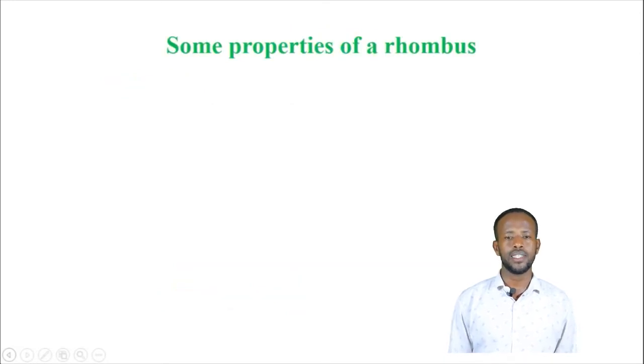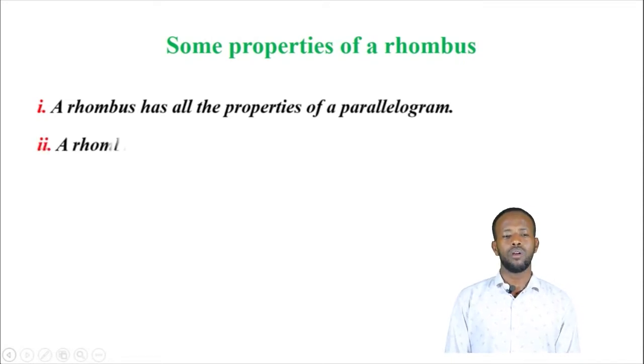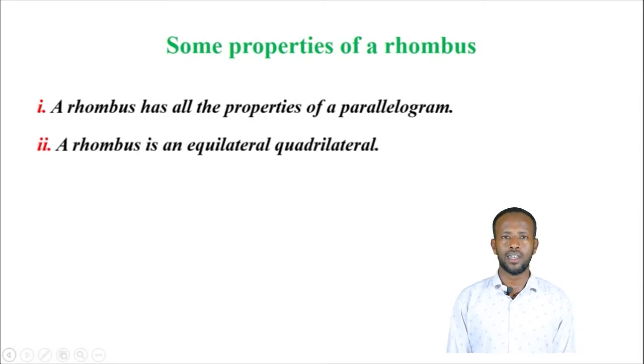Now let us see the properties of a rhombus. These are very important. The most important part that we must remember anytime, whether we are in an exam or not, is this part. Now, a rhombus has all the properties of a parallelogram. A rhombus is an equilateral quadrilateral.